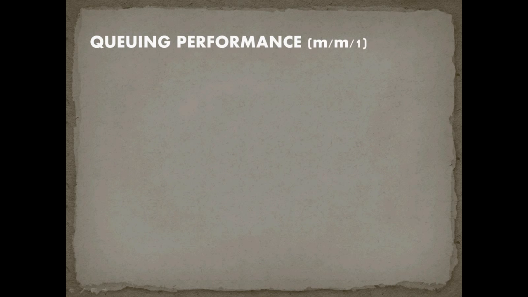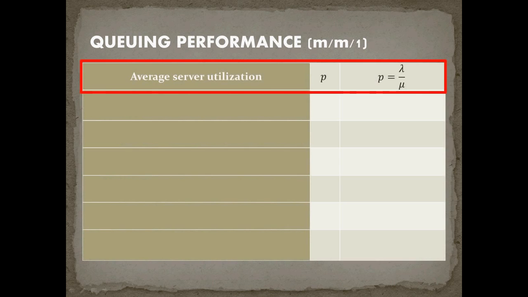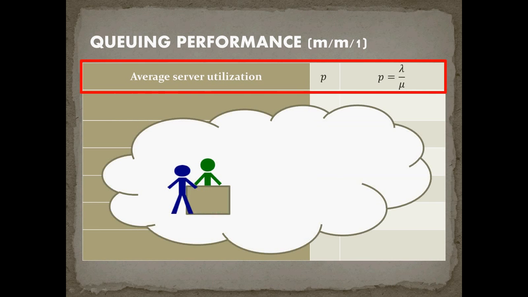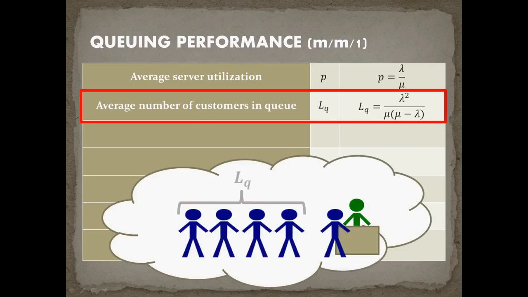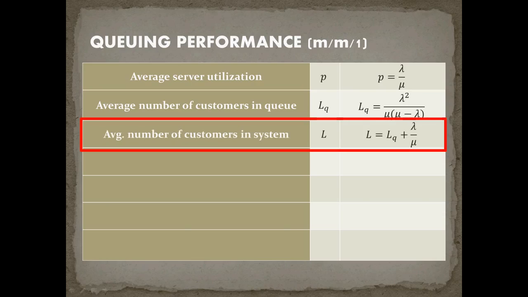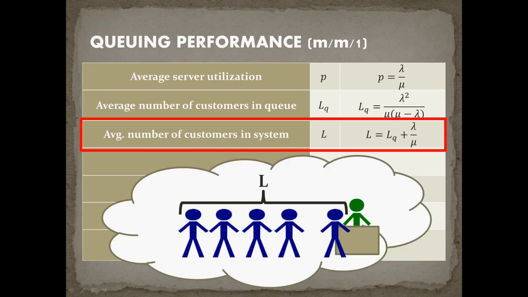Now, let's talk about queue performance. The first thing that we often care about is average server utilization. That is how often my servers are helping customers versus how often they are idle, just sitting around having a cup of coffee. So that's server utilization. The next thing I might want to know is the average number of customers in the queue. So how many people on average are waiting in line to get help? The next thing I might want to know is the average number of customers in the system. So this includes everyone in the queue as well as all of those customers that are also being served.